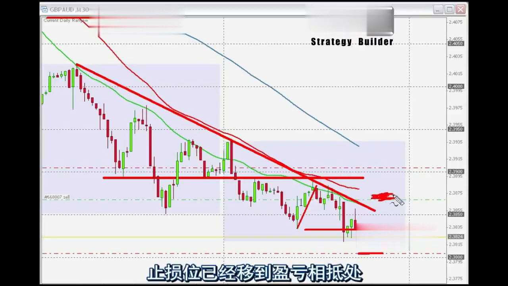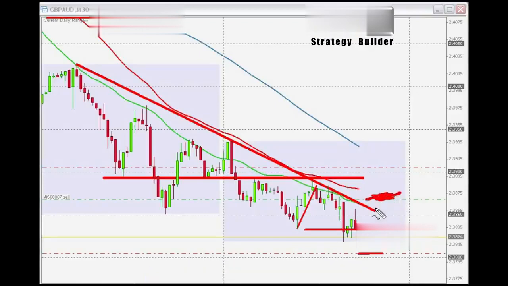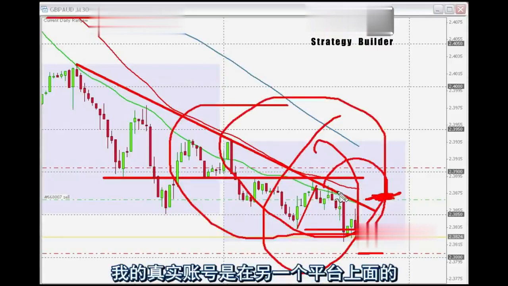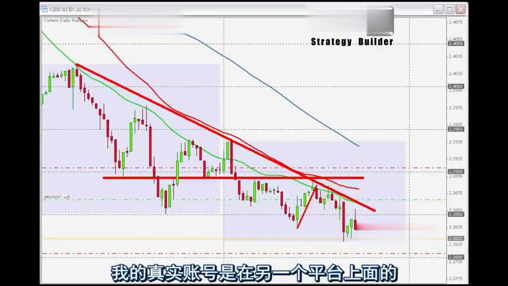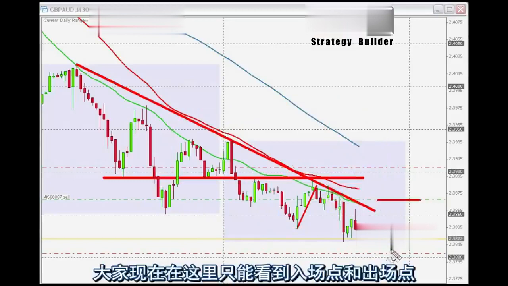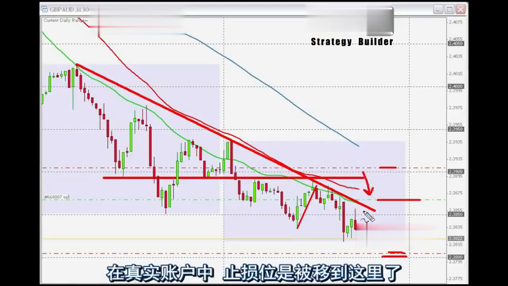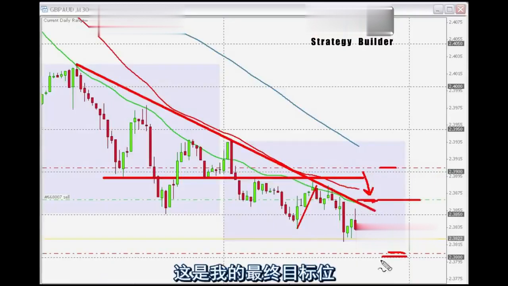My stop loss is moved to break even, which, by the way, I haven't moved in this demo account. This is just my charting account. I take my trades in another platform. I just take the trades here on demo so you guys can see my entry and exit levels. I forgot to move the stop loss in this demo account to break even. But anyway, my stop loss in my real account is right there. This is my final target, which I hope will be touched today. It's only 20 pips away.